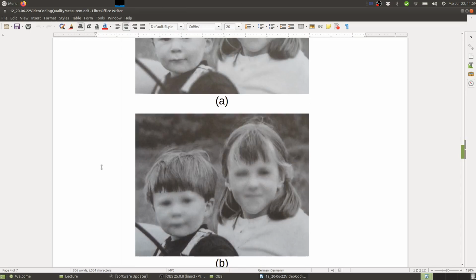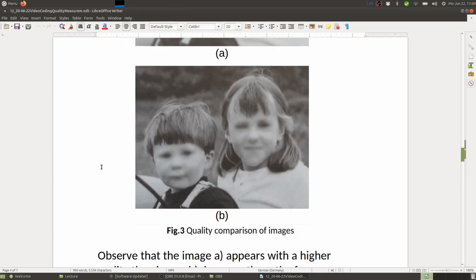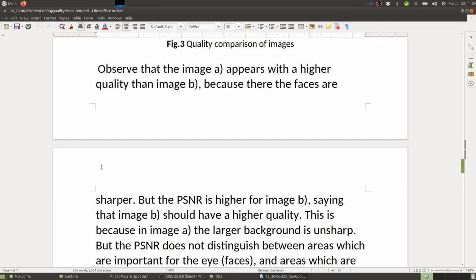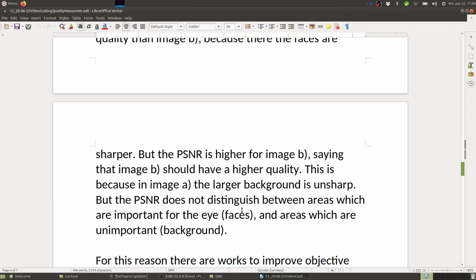But the PSNR doesn't know the difference between pixels in faces or in the background. So that's why the PSNR is not really a good quality measure, just for comparison purposes. Yeah, so the PSNR does not distinguish between areas which are important for the eye, the faces, and areas which are unimportant, the background.